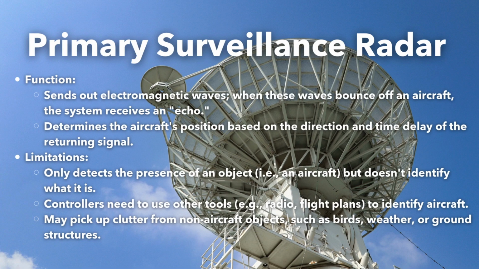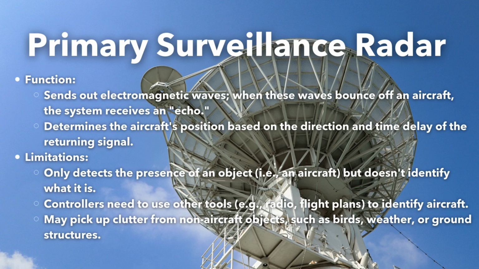Surveillance radar can be categorized into two types: primary surveillance radar, PSR, and secondary surveillance radar, SSR. PSR works by sending out invisible electromagnetic waves in specific directions. When these waves hit an object, such as an aircraft, they bounce back to the radar system as an echo, indicating the presence of the object. The position of the aircraft is then determined based on the direction and time delay from the original transmission.